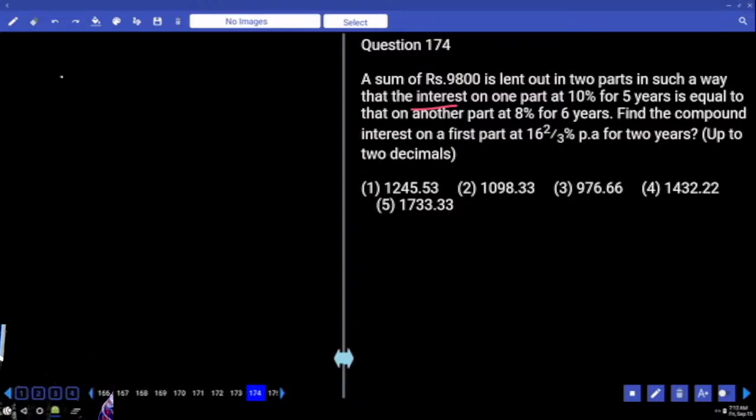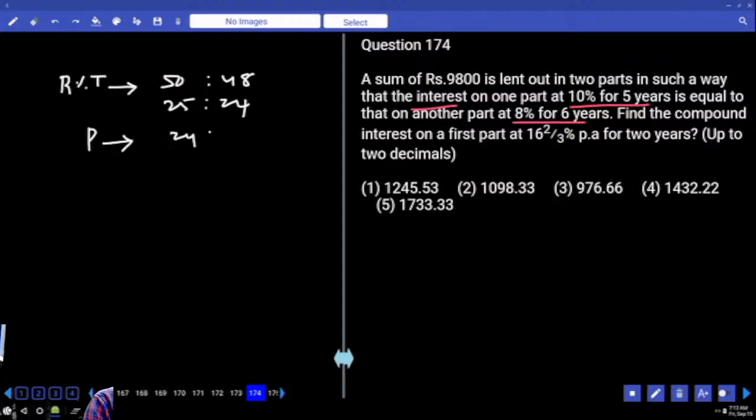Whenever interest is equal, we go for the R into T ratio. If R into T are in the ratio A is to B, then principals are in the ratio B is to A. Are you clear or not? This is how much? 50. This is how much? 48. 50 is to 48, and dividing by 2, 25 is to 24. Then principals are in the ratio 24 is to 25.